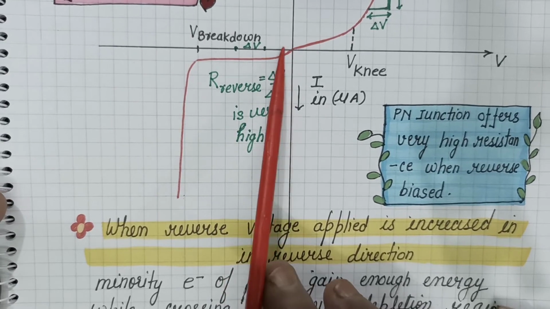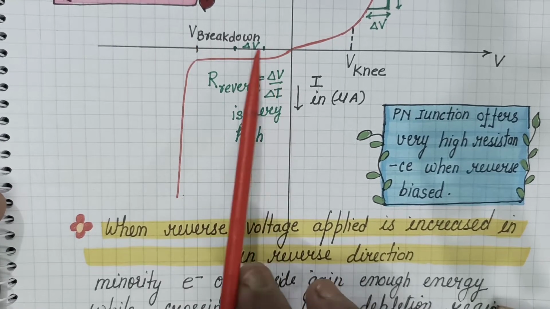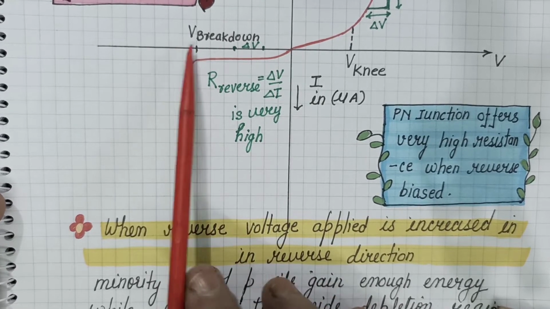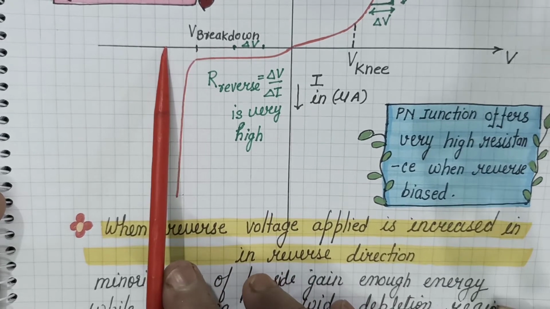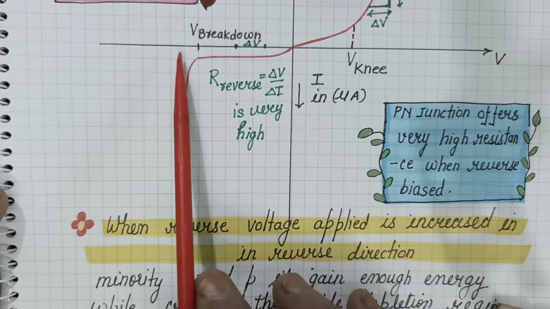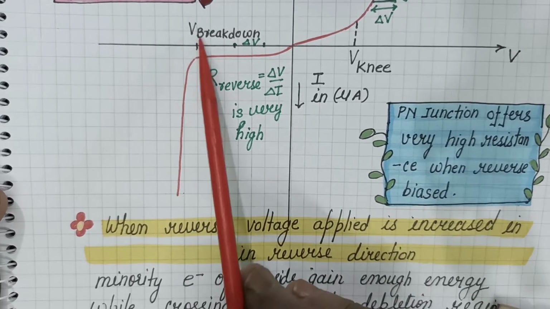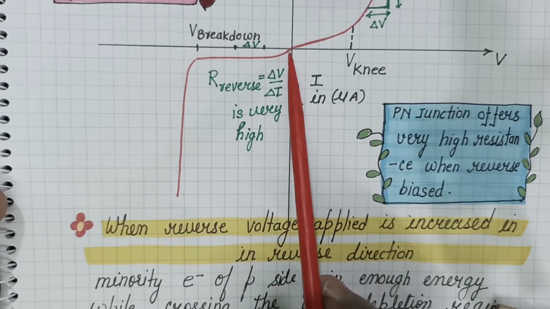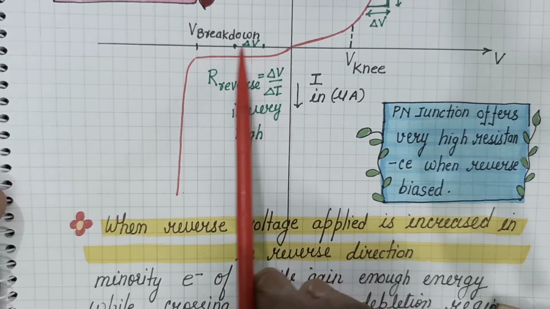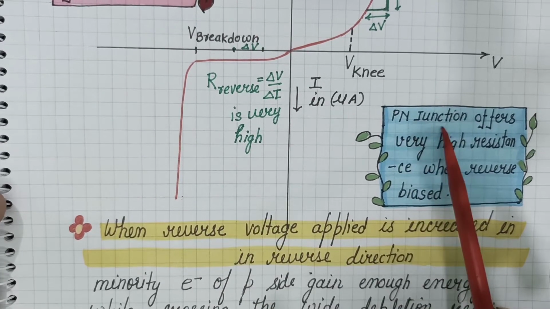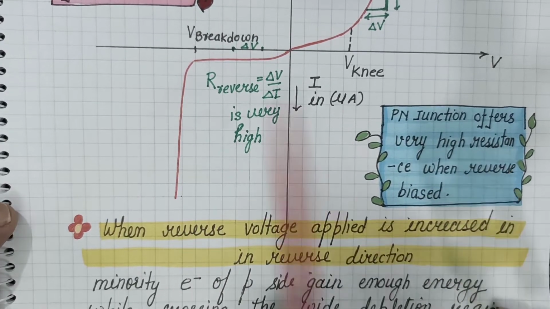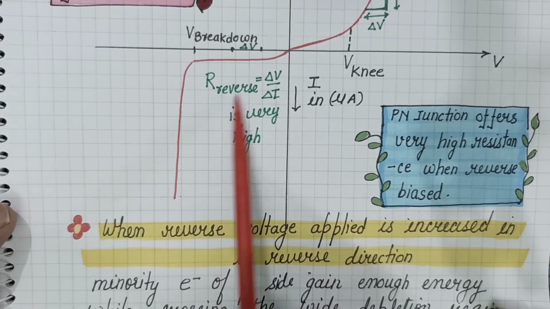But if the negative potential difference, or the negative biasing, or the reverse biasing is increased and becomes more and more negative, there is a situation when the junction breaks down and current drastically increases. So this potential at which junction breakdown occurs in reverse biasing is called breakdown voltage. A PN junction offers very high resistance in reverse biasing.